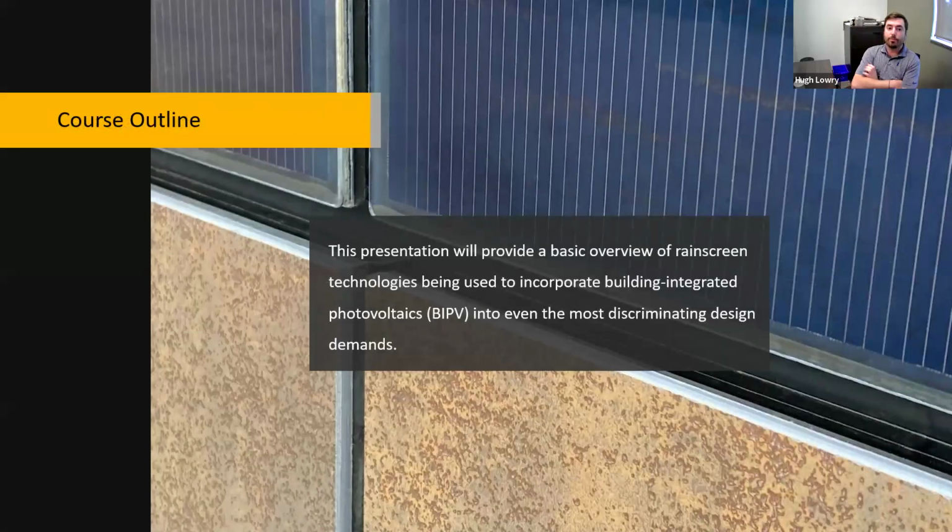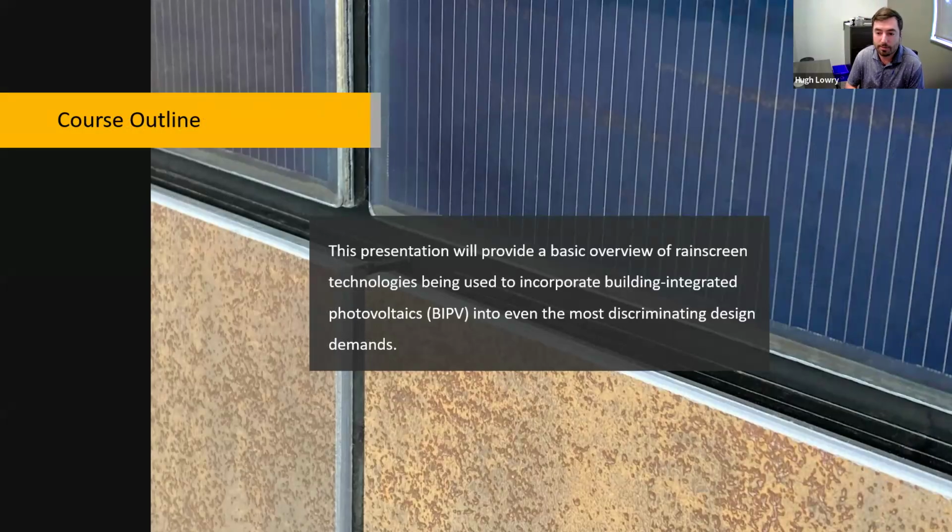Okay, so course outline. We're going to provide a basic overview of rain screen technologies that are being used to incorporate building integrated photovoltaics into even the most discriminating design demands. We're going to discuss the important role on-site power generation can play in creating positive environmental impacts, contributing to LEED certification goals, and positively impacting costs associated with energy use. We're going to look at the components required to successfully install and operate a BIPV system.